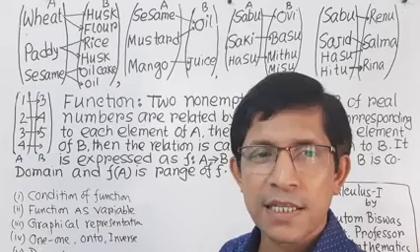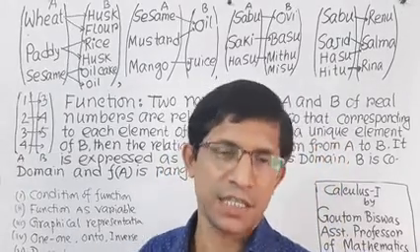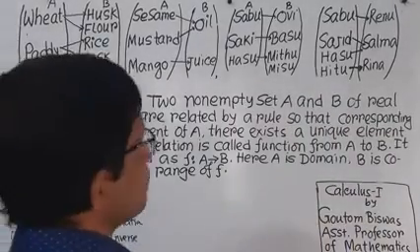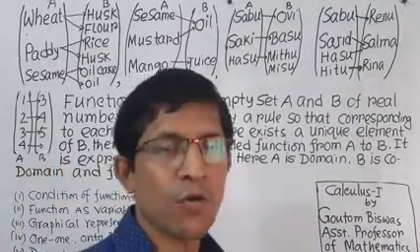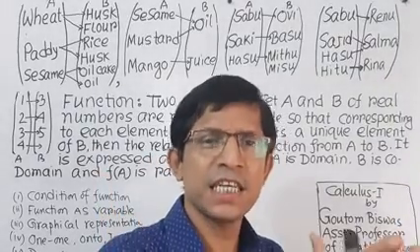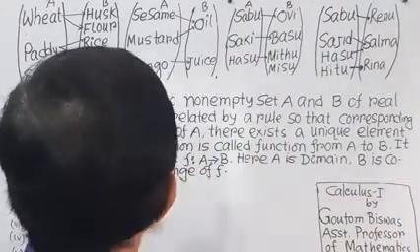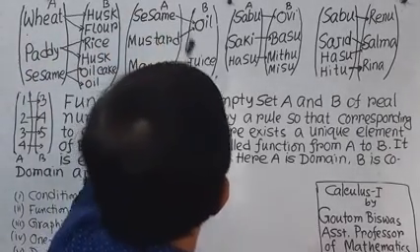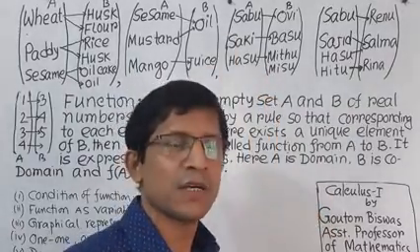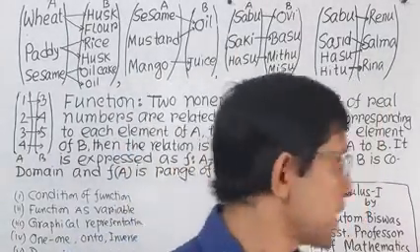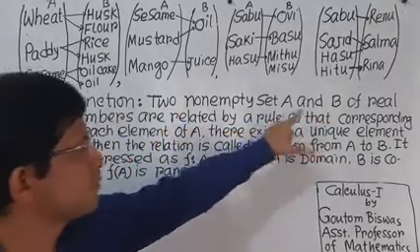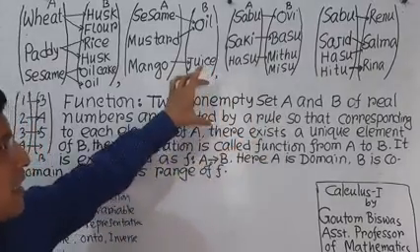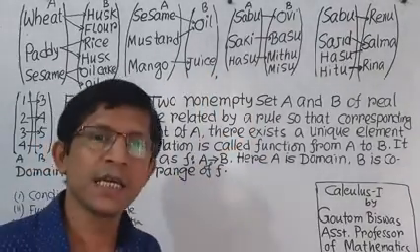So what is a function? A function is one kind of relation where two non-empty sets A and B of real numbers are related in such a way that each element of the first set relates with only a unique element of the second set. Then this special type of relation is a function. Here the definition is given, which I have already stated to you.